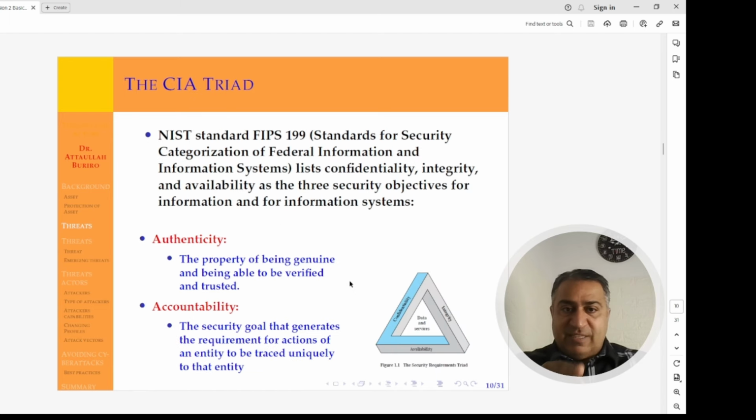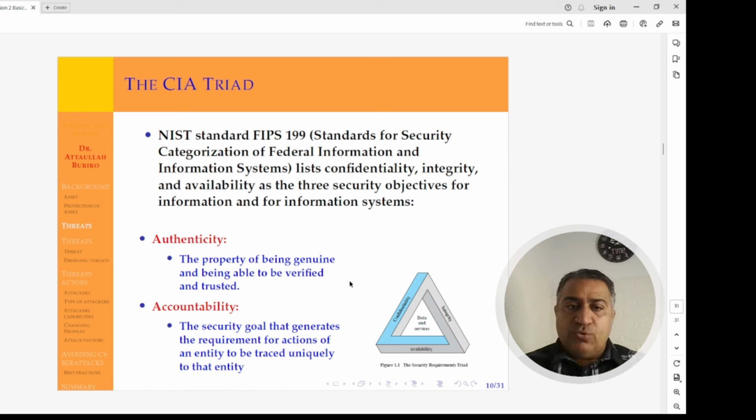Now, this is the CIA triad I was talking about. Actually, it was NIST who defined this triad. NIST is the National Institute of Standards and Technology, if I'm not wrong. In its FIPS 199 standard, which is for security categorization of federal information systems, it lists confidentiality, integrity, and availability as three main security objectives.